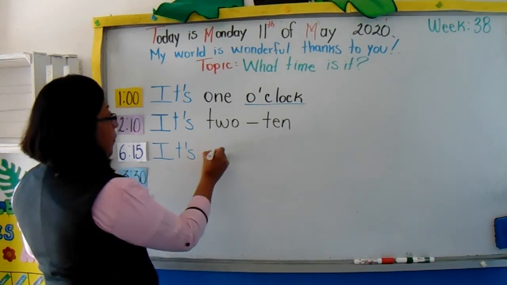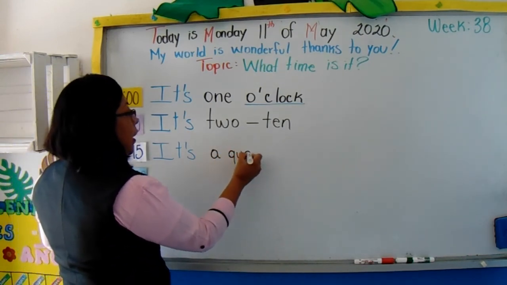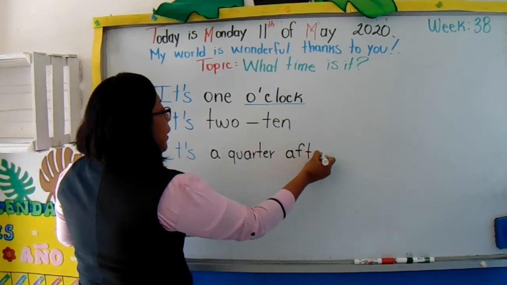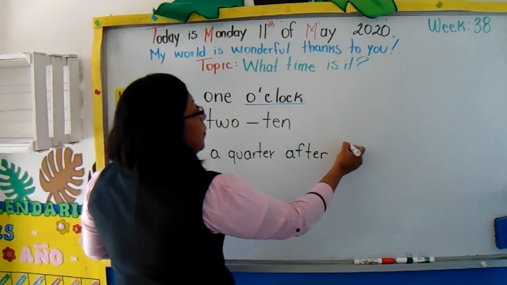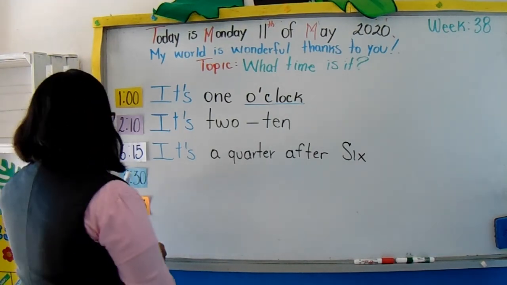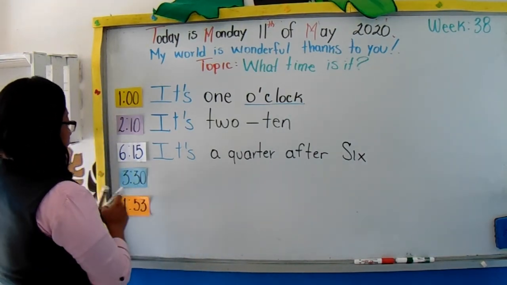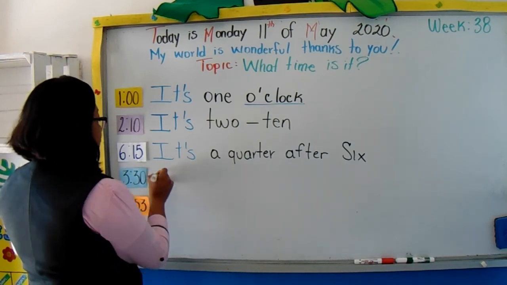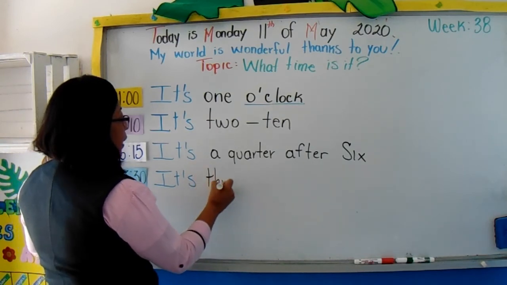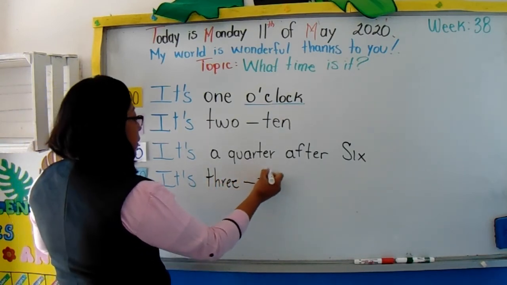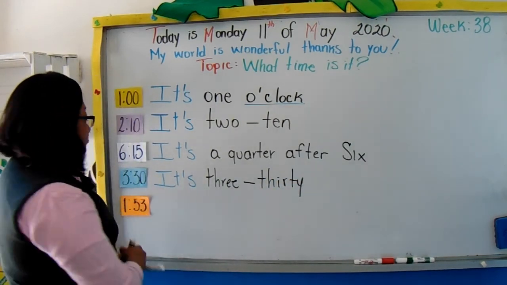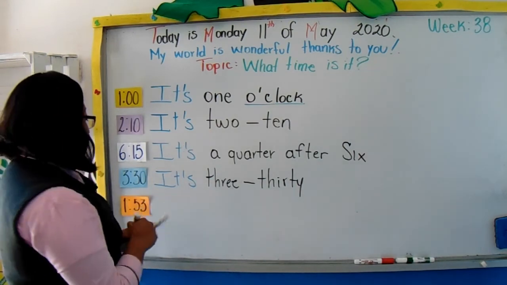a quarter. It's a quarter or quarter after, and we have to mention the hour. In this case, we have 6. It's a quarter after 6. Good. Then, 3:30, we have to start again with it's 3, because it's the hour, 30. It's 3:30. Yes? And when I have minutes too, we have to use to.